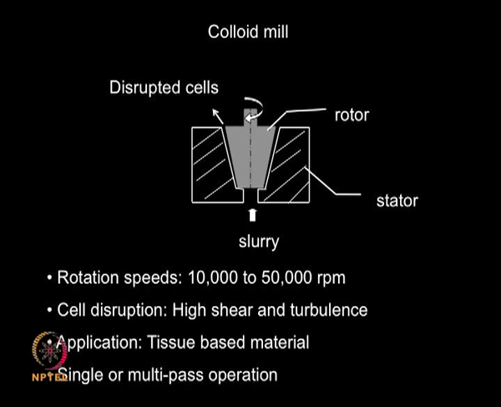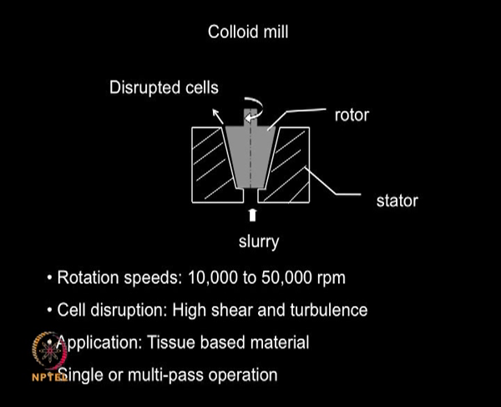So the whole unit is like a cone with a very small gap in between. Your slurry with the cells enters this gap, and because of the rotor rotation at high RPM, a shear is created on the cells and the cells break because of the high shear. Because there is a very small gap between the rotor and the stator, the shear created is also extremely high. As you can see, it rotates at almost 10,000 to 50,000 RPM.